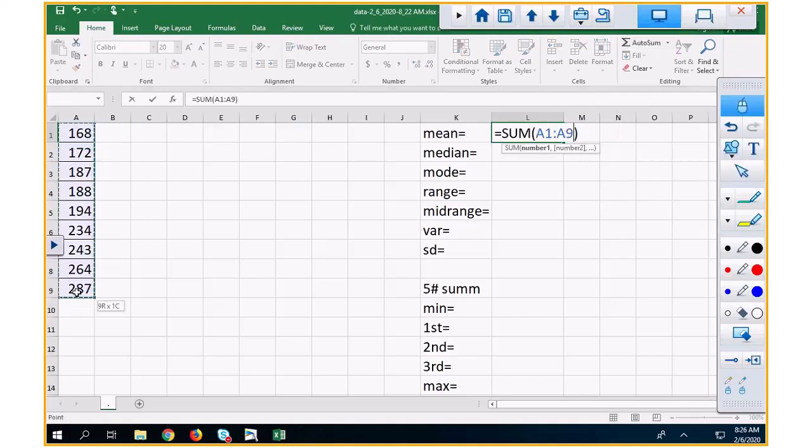No coughing in class. How many we got? Nine? All right, I'm going to divide that by nine. Nine, dang old five.